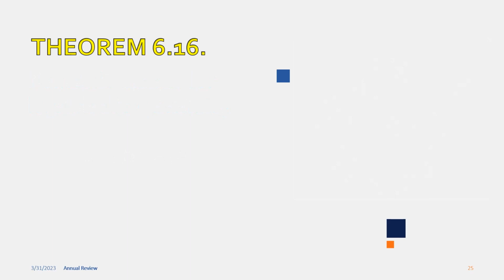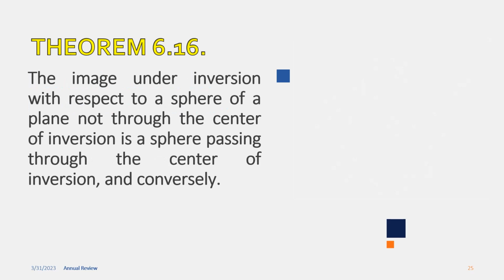which is probably the last theorem. Theorem 6.16 states that the image under inversion with respect to a sphere of a plane through the center of inversion is a sphere passing through the center of inversion, and conversely. It is a special case of inversion with respect to a sphere known as the stereographic projection. It is very useful in making a map, so probably Google Maps or Waze. It is the fundamental basis, the application of this theorem of inversion.